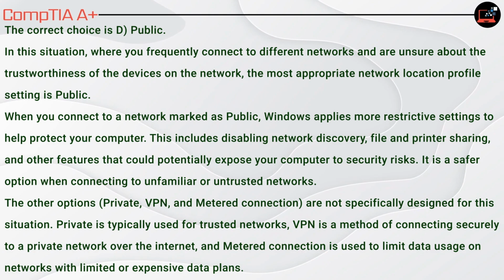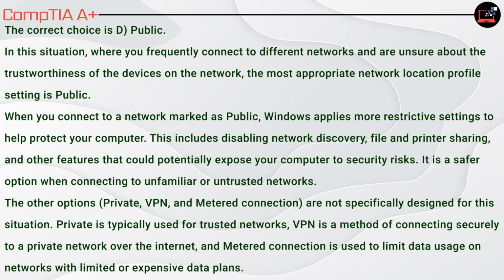The correct choice is D. Public. In this situation, where you frequently connect to different networks and are unsure about the trustworthiness of the devices on the network, the most appropriate network location profile setting is public. When you connect to a network marked as public, Windows applies more restrictive settings to help protect your computer. This includes disabling network discovery, file and printer sharing, and other features that could potentially expose your computer to security risks. It is a safer option when connecting to unfamiliar or untrusted networks.